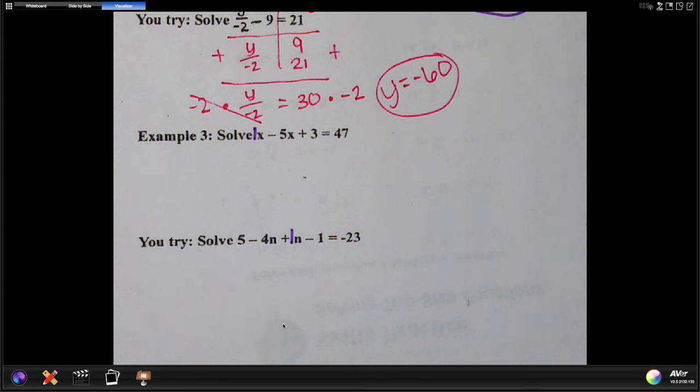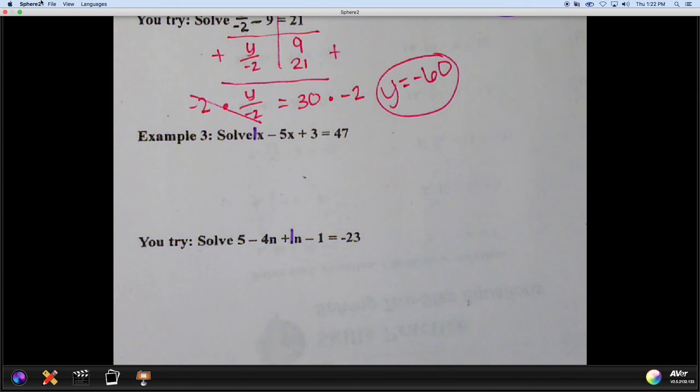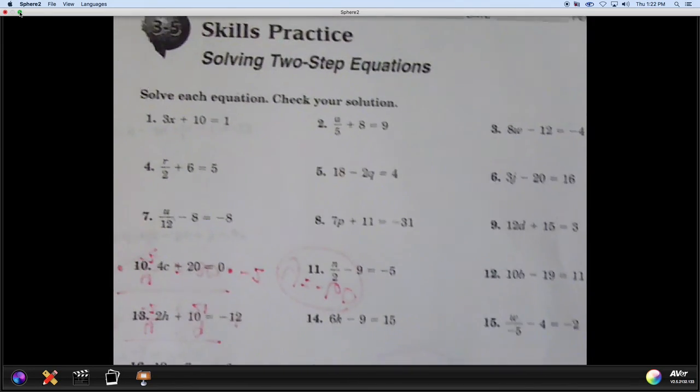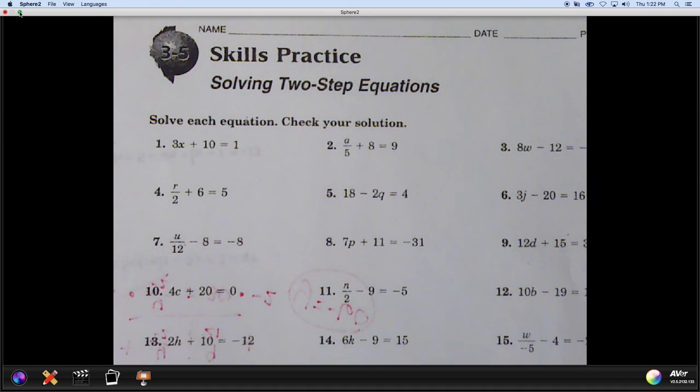Underneath in the Moodle page, if you are following on Moodle, you will find the worksheet that goes with this, and it looks like this. Ooh, that marker bled through. So it will say 3-5 skills practice solving 2-step equations.